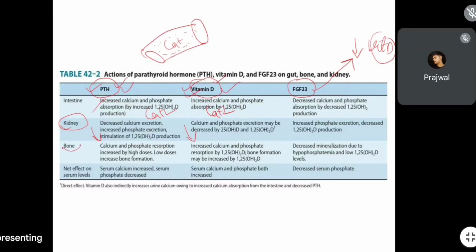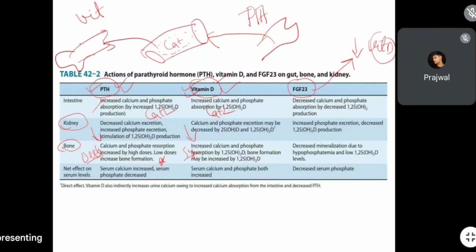And next, on the bones, PTH will destroy bone, whereas vitamin D will synthesize bone. This is the main difference. PTH will destroy bone, and it will try to bring the calcium into the blood. Whereas vitamin D, what does it do? Vitamin D deposits the calcium into the bone. So this is one function. And what is the net effect? The net effect of both is that PTH and vitamin D both will try to maintain calcium in the serum. Clear? Now what will FGF23 do?